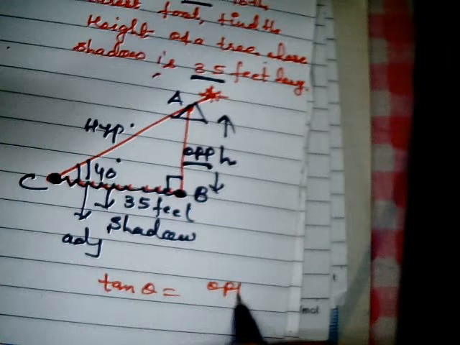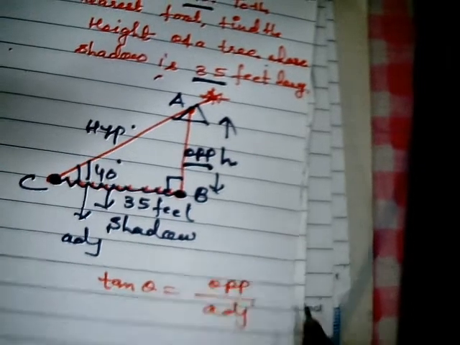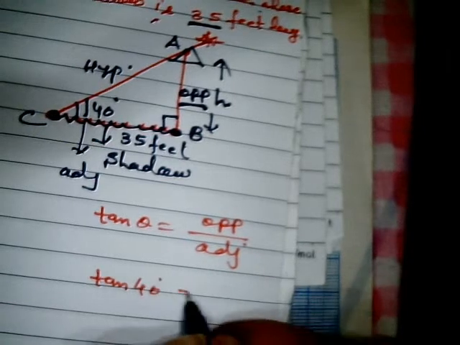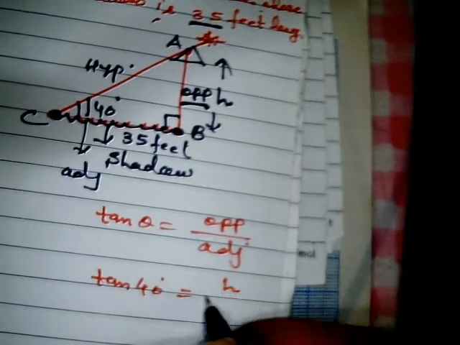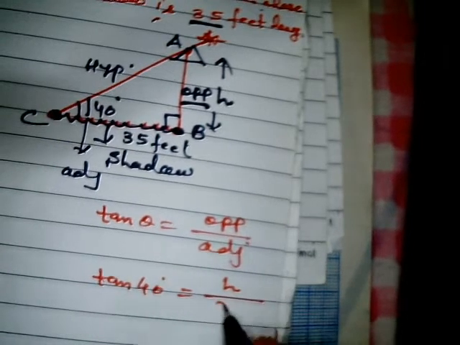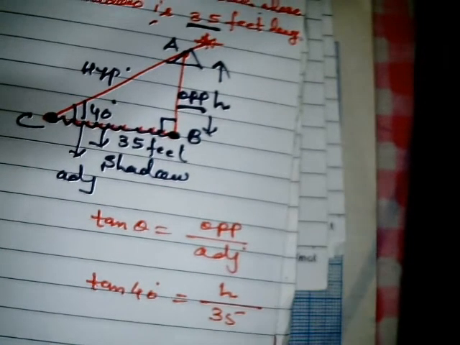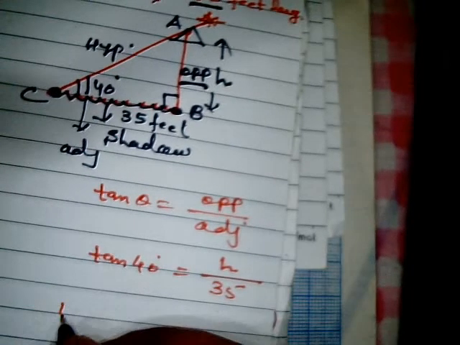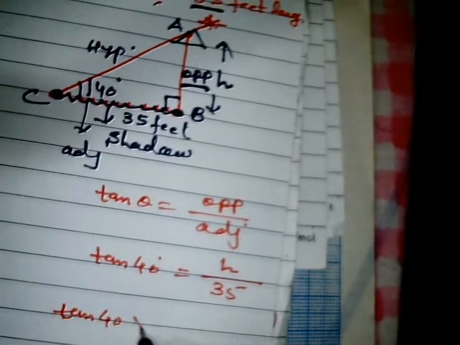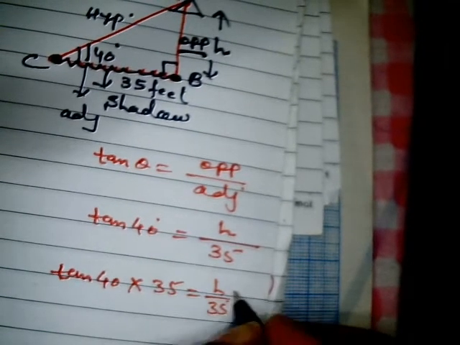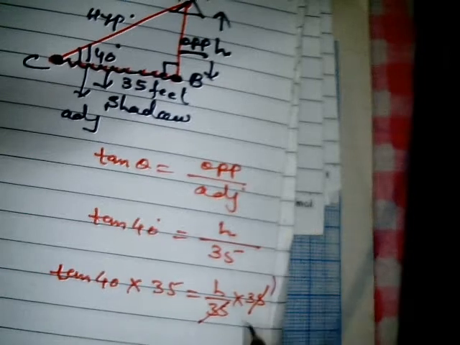Okay, now I am going to plug in the values. Theta is 40 degrees. Opposite is the height h that we need to calculate, upon adjacent, that is 35 feet. Now first I need to remove this 35, so I am going to multiply both sides by 35. As you multiply, 35 and 35 cancel out. So the tan 40 value I am going to calculate.